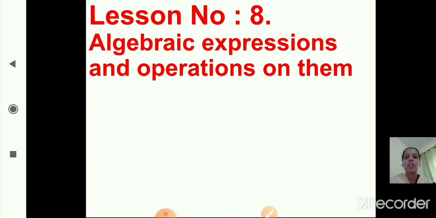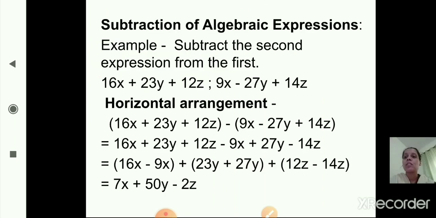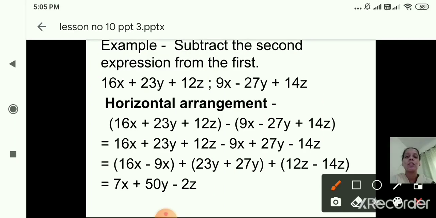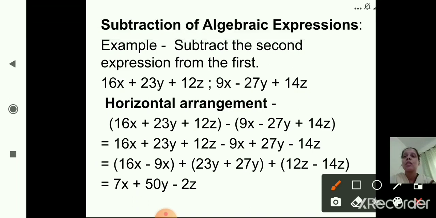So first we will start with the example. As you can see here, this is the example, subtraction of algebraic expressions. Example: subtract the second expression from the first. You will subtract the second expression from the first expression. The first expression is 16x plus 23y plus 12z. And what is the second expression? That is 9x minus 27y plus 14z.